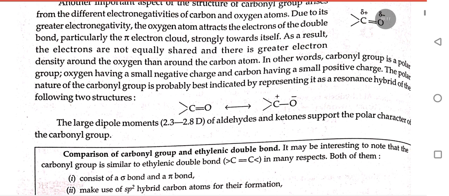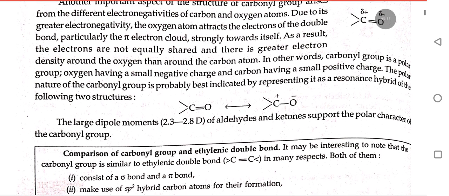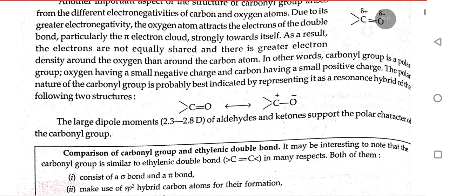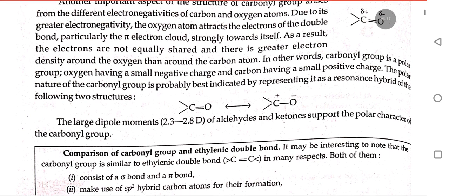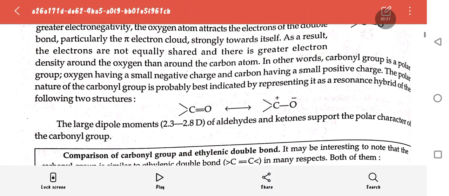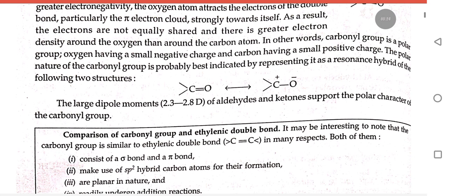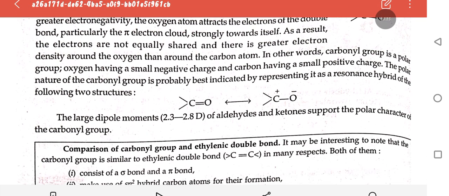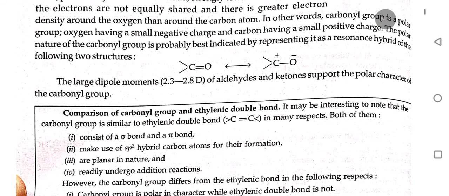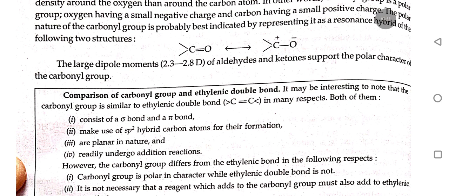In other words, the carbonyl group is a polar group, oxygen having a small negative charge and carbon having a small positive charge. The polar nature of the carbonyl group is probably best indicated by representing it as a resonance hybrid of the following two structures. The larger dipole moments of aldehydes and ketones support the polar character of the carbonyl group.